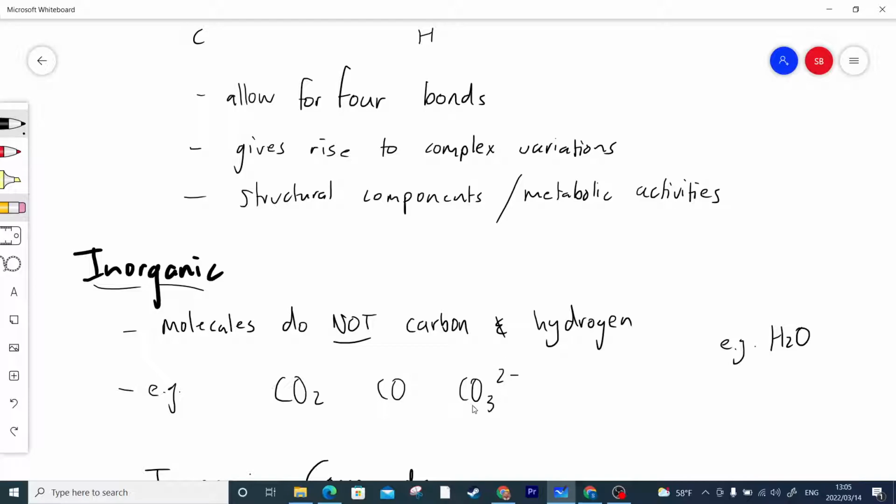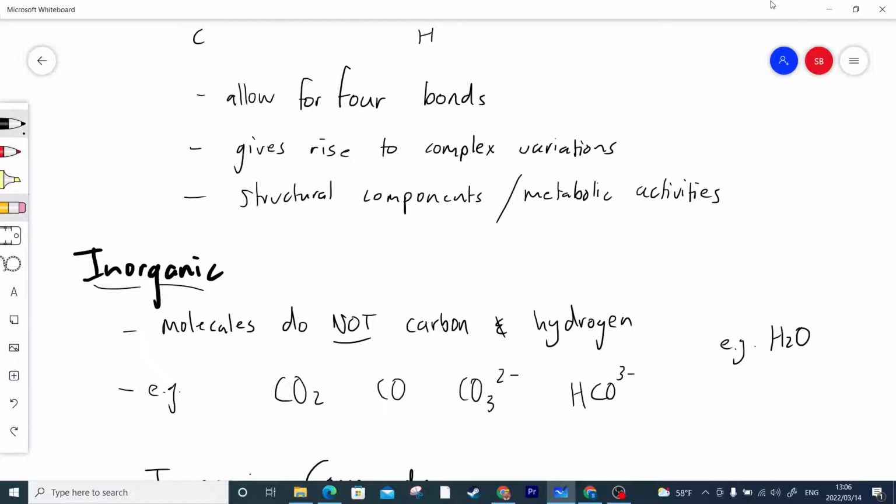Remember, an ion is a group of elements that has a charge. This whole thing has a charge of 2-. And then we've got bicarbonate ion over here as well. That's HCO3-. So, some exceptions to the rule.